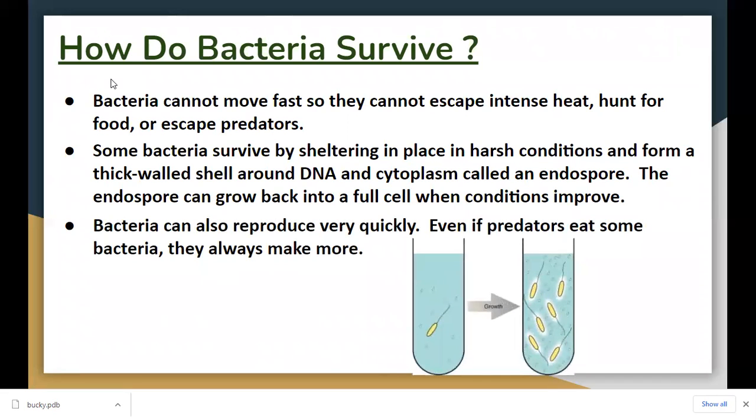They also reproduce very quickly. Even if predators can eat some of the bacteria, they always make more. They actually double every time. So they make 1, and the 1 splits into 2, and the 2 splits into 4, and the 4 splits into, what would that be? 8, and the 8 splits into 16, and the 16 splits into 32 very, very quickly.